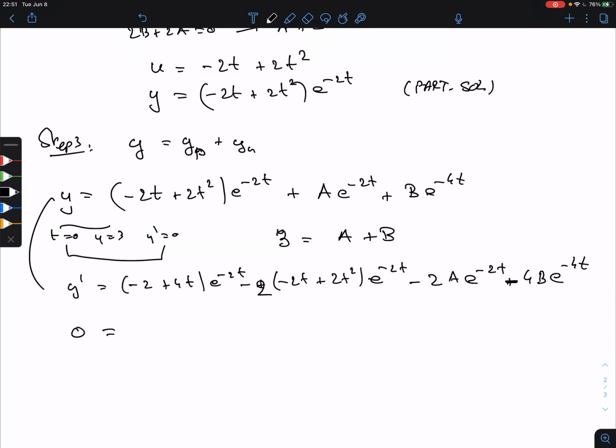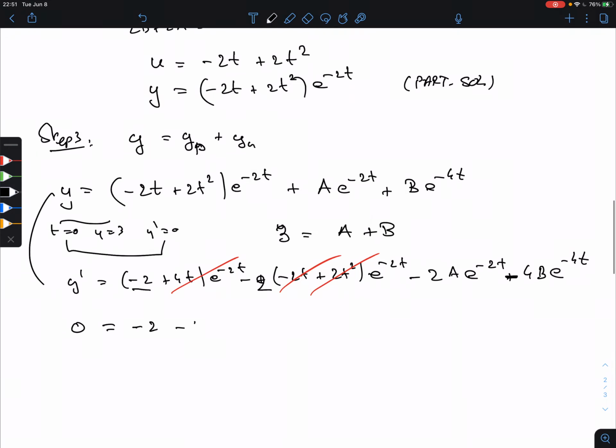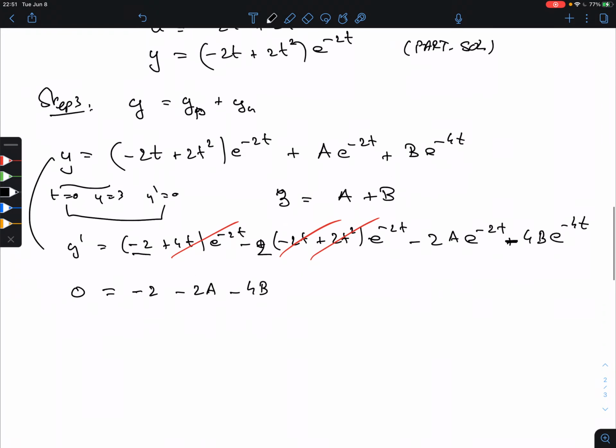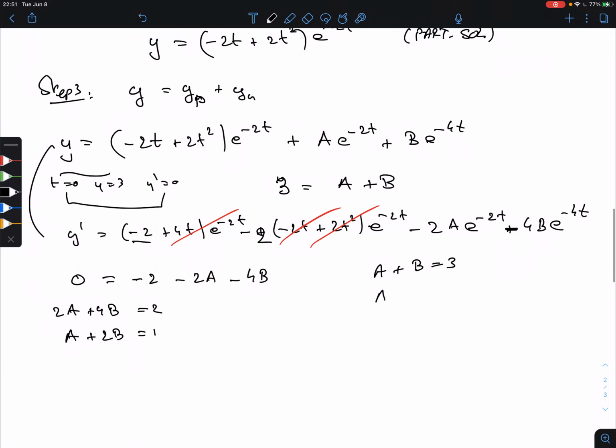So 0 equals now, let's see, all these terms that I cross out have t's in them, so they don't contribute. The exponentials, of course, are all 1. So I get a minus 2 here, that is this term, and minus 2a and minus 4b. Our system of equations becomes a plus b is 3, and then if we bring this over, 2a plus 4b is 3, so a plus 2b is 1.